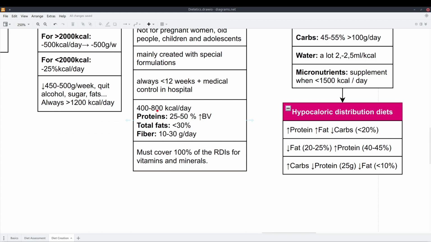Proteins between 25 and 50% of the diet with a high biological value to prevent the lean mass loss. Total fats below 30%, the rest are carbohydrates, and fiber between 10 and 30 grams per day. Again, this must cover 100% of the recommended daily intakes for vitamins and minerals.